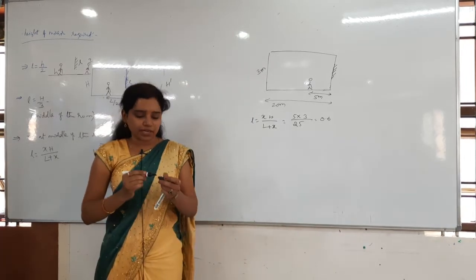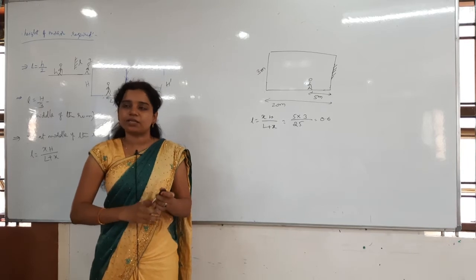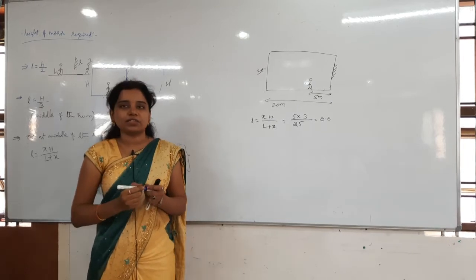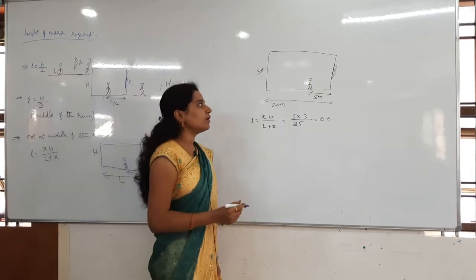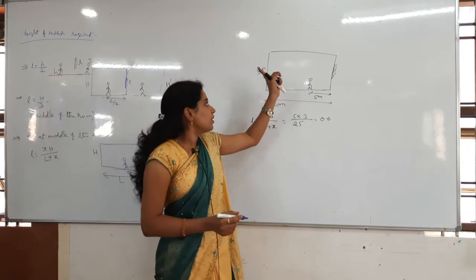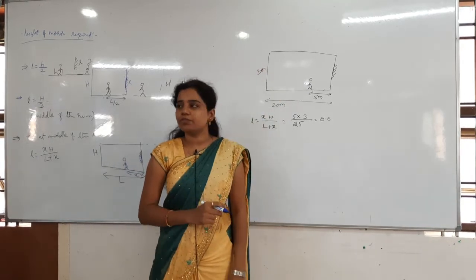This is by the formula only. I'll explain it by the ray diagram also. You just understand that we will take it by trigonometric triangles. Now he wants to see the full image of the wall, so which is the object here?